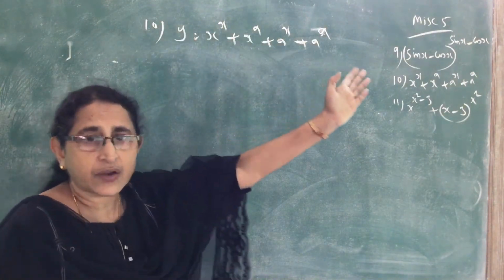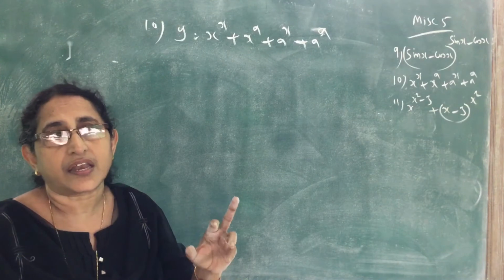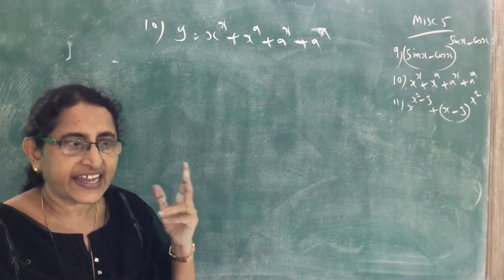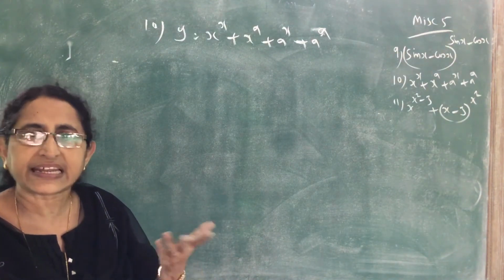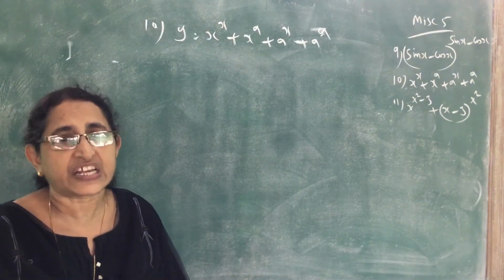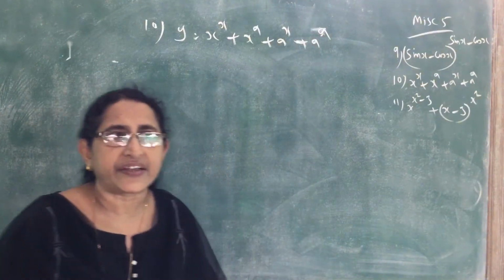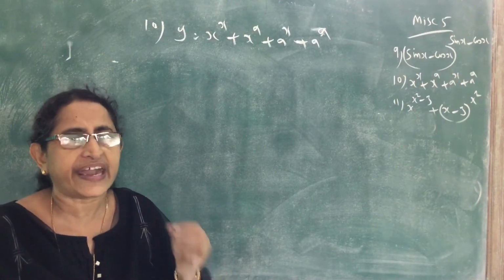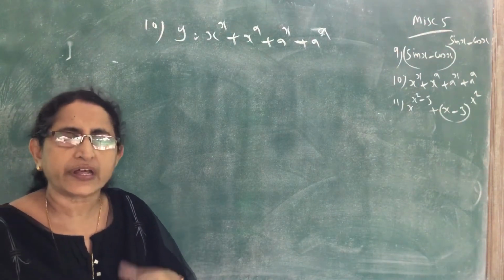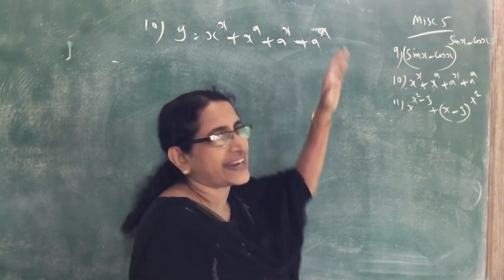Now consider the other ones. What's the derivative of x raised to a? That is in the form x raised to n. So the derivative of x raised to n is n into x raised to n minus 1. Directly we can find it. Derivative of a raised to x, that is a formula we know: a raised to x into log a. What's the derivative of a raised to a? That is a simple constant, a is a constant. So the derivative of a constant is 0. So these three terms we can write directly.